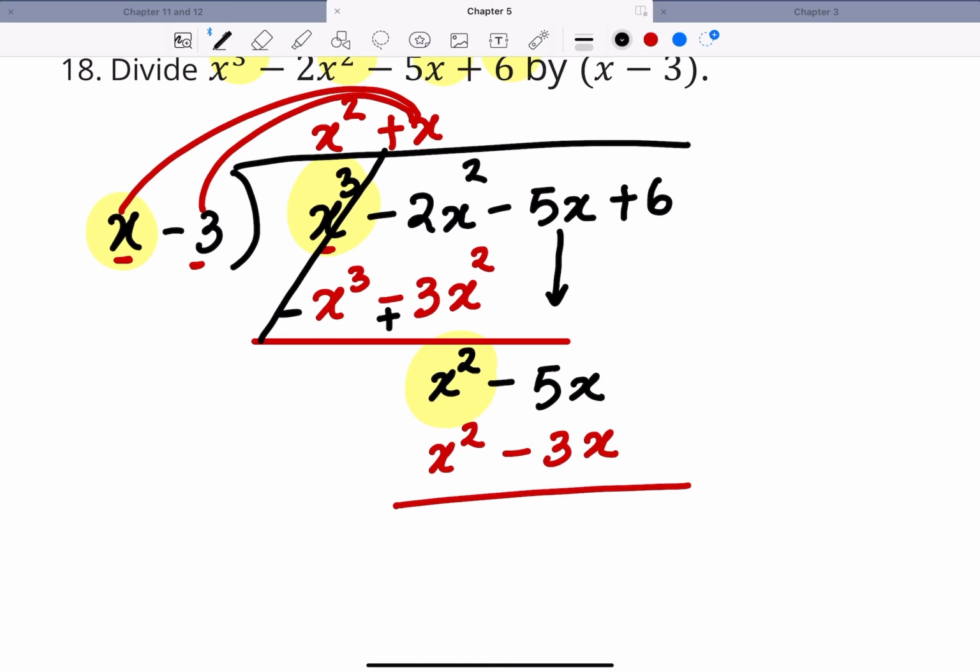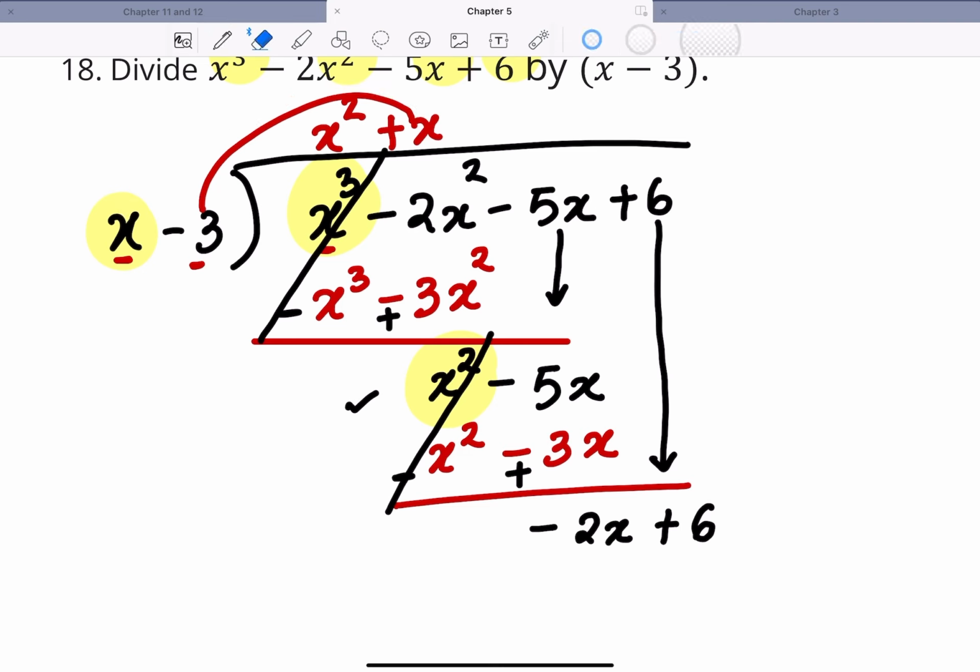I subtract. When I subtract, I change the sign. This becomes a negative. This becomes a positive. The first term cancels. That means I'm on the right track. Negative 5x, positive 3x gives me negative 2x. What's my next step? Bring down the positive 6. Let me go ahead and delete this line so you know you have to multiply.